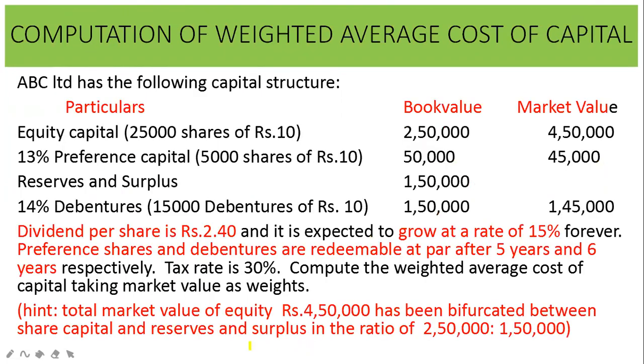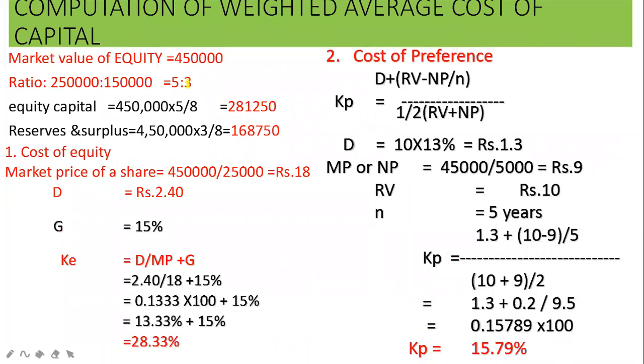Let us see an example of how to calculate the weighted average cost of capital taking the market value as weight. In this problem, the total market value of equity and reserves and surplus is 4,50,000. So how to bifurcate this 4,50,000? That can be bifurcated in the ratio of 2,50,000 is to 1,50,000 for equity share capital and reserves and surplus. This 2,50,000 and 1,50,000 is nothing but the book value of the equity capital and reserves and surplus.